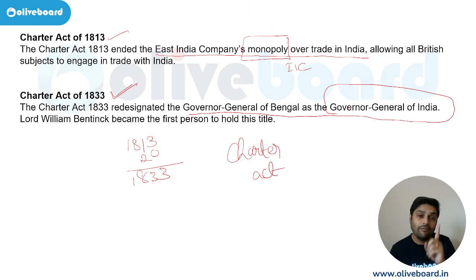Now see the power of Bengal. First, the Governor of Bengal was made Governor General of Bengal. Now that Governor General of Bengal was made Governor General of India. The first Governor General was Warren Hastings. Now it became Lord William Bentinck. Super important. Lord William Bentinck became the first person to hold this title.